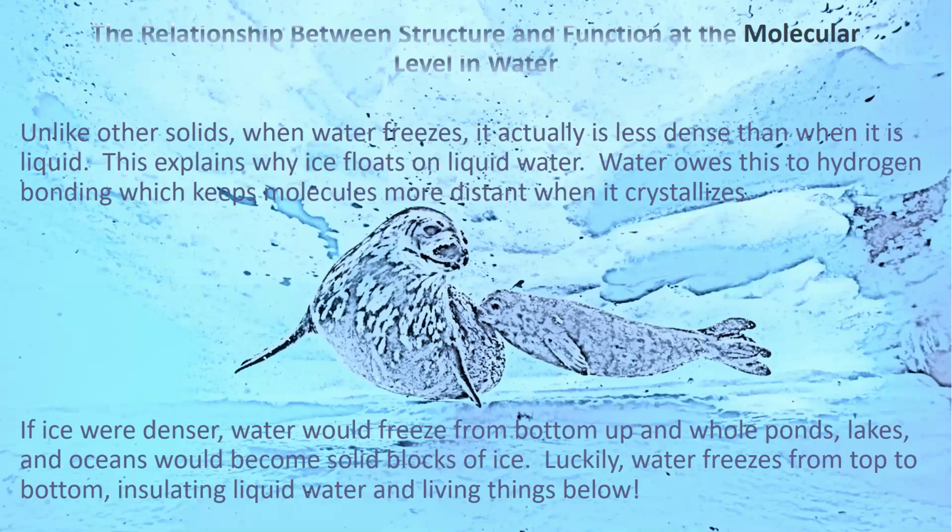Continuing our explanation of how water helps life on Earth, let's consider its density. Unlike other solids, when water freezes, it actually is less dense than when it is liquid. This explains why ice floats on liquid water. Water owes this to hydrogen bonding, which keeps its molecules more distant when they crystallize. If ice were denser, water would freeze from bottom up, and whole ponds, lakes, and oceans would become solid blocks of ice. Luckily, water freezes from top to bottom, insulating liquid water and living things below.